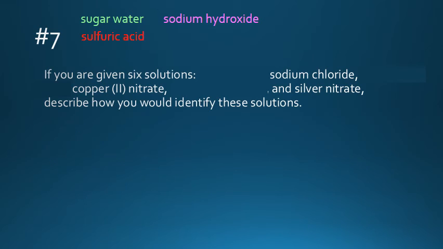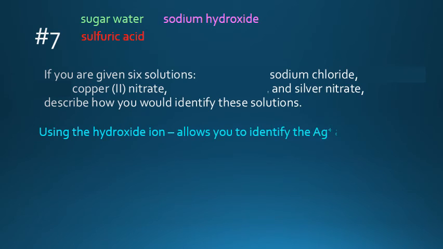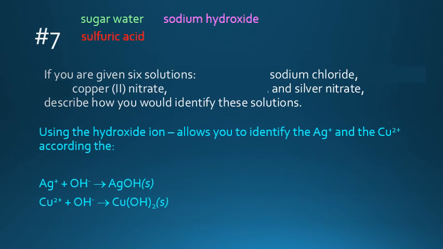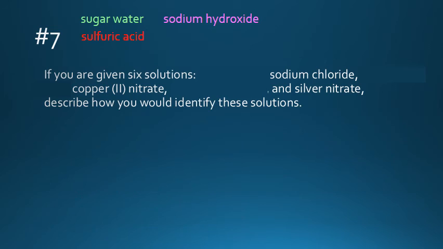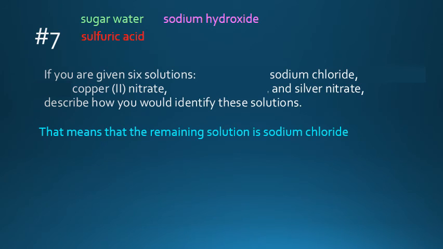Once you've identified the sodium hydroxide, take a look at that anion, the hydroxide ion. Will that form a precipitate with anything else in your list? Well, actually it will. It will make a precipitate with both the silver and the copper ions according to the net ionic equations listed there. Unfortunately, that won't tell you which is silver and which is copper. However, it will allow you to find the third solution that's left. Because the sodium chloride isn't going to make a precipitate with sodium hydroxide, you now know which one is the sodium chloride.